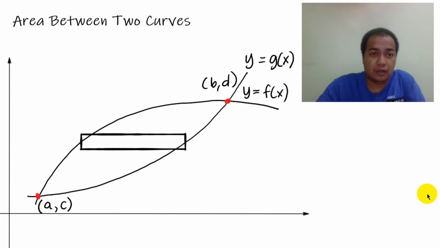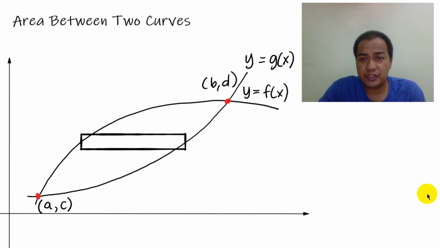We shall now consider the same set of curves, y equals f of x and y equals g of x. But this time, we are going to construct a rectangular element that is horizontal, parallel to the x-axis. Okay, so as shown in the figure, meron tayong horizontal rectangular element.